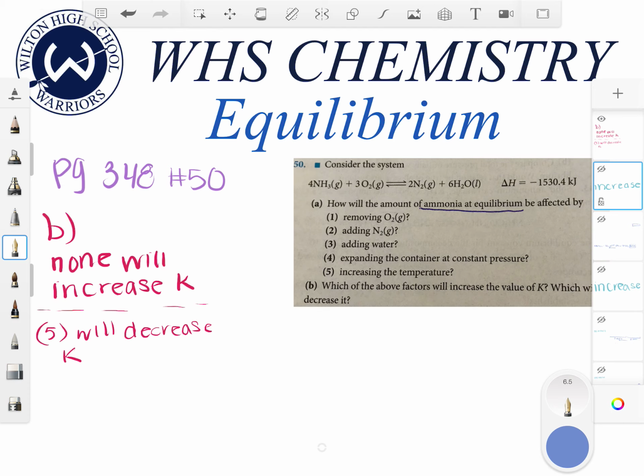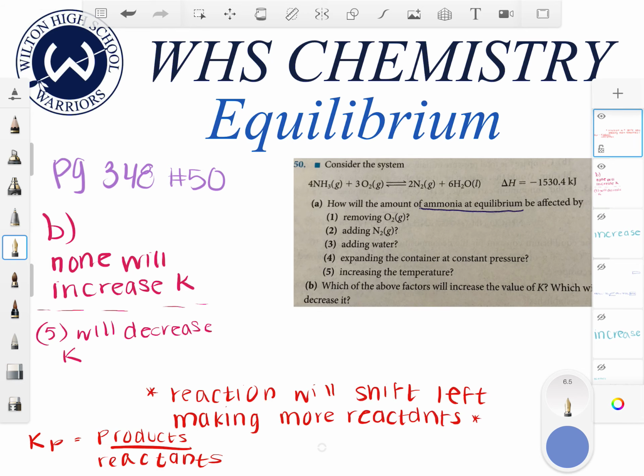And we know that number 5 is the only one that involves temperature, and it's not going to increase K because it's going to cause the reaction to shift left, which will make more reactants. And we know that the Kp equation has reactants on the bottom here. So if you have more reactants, then that's going to cause the K to be smaller. So we know that number 5 is going to cause K to decrease. That's all. Thank you.